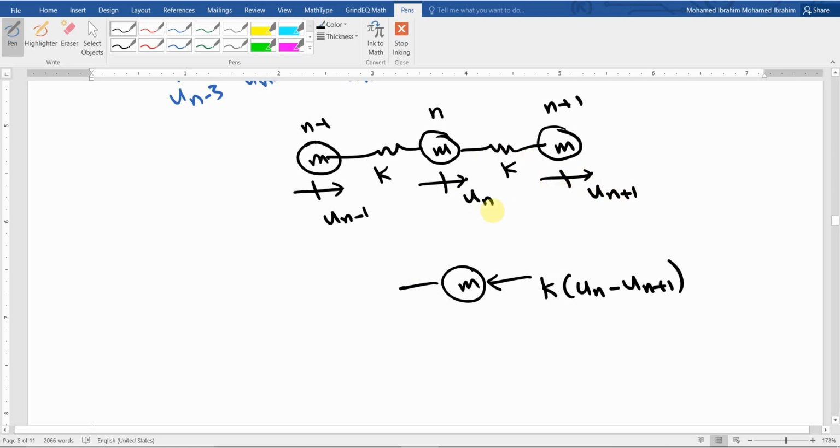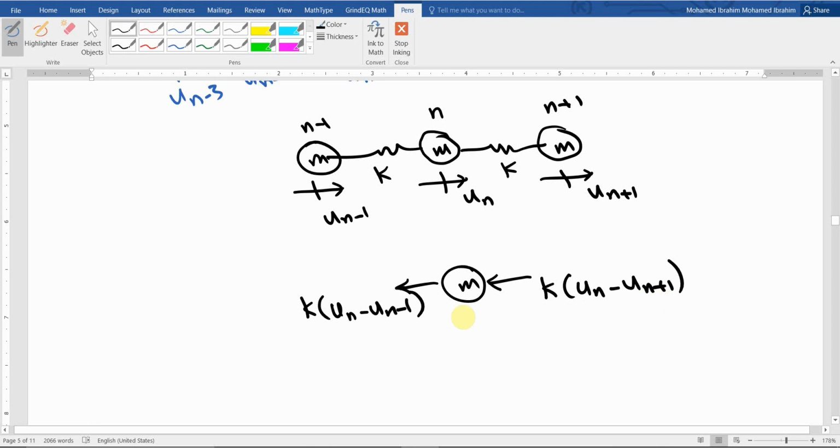So if UN is equal to UN plus 1, this spring will not be compressed. But if UN is bigger, it will be compressed by the difference between the two displacements. The same thing applies here. Let us assume that UN is bigger. So if UN is bigger, this spring will be stretched, so the direction of the spring force will be opposite in this direction, and it's going to be K times the bigger value, which is UN negative UN negative 1. Make sense?